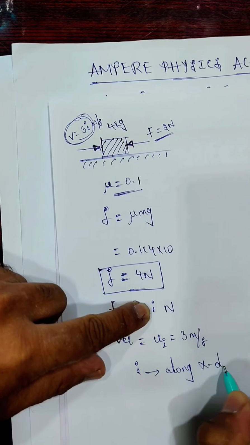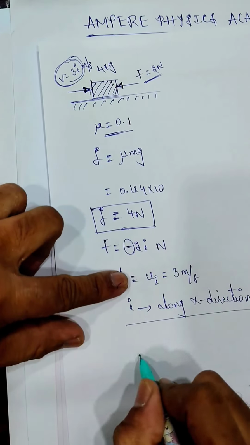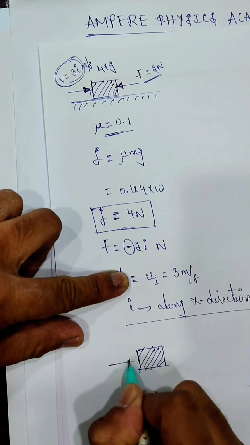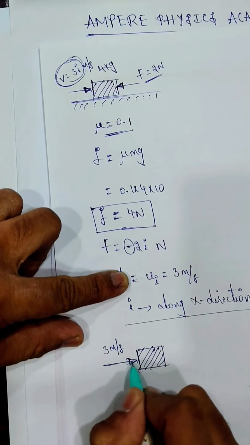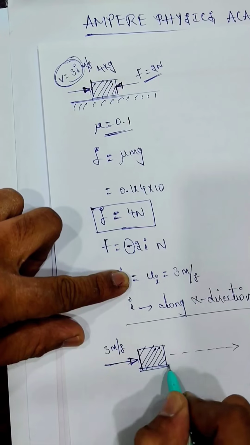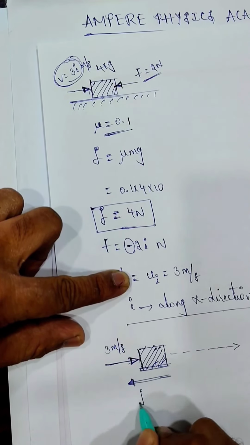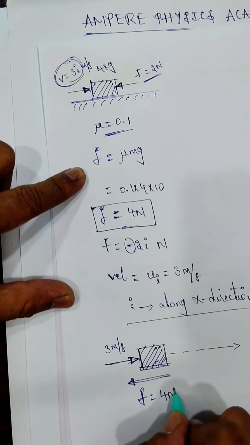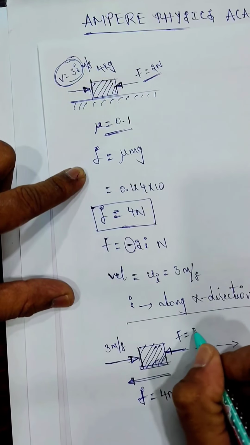Now let's understand the scenario, what's happening here. A 3 meters per second initial velocity is given to the block. With this initial velocity, the block will try to move along the positive x direction. Now when it is moving along the positive x direction, there will be a frictional force acting opposite to the movement of the body. This frictional force value we already found as 4 newtons. And along the negative x direction, there is another force acting, which is 2 newtons.